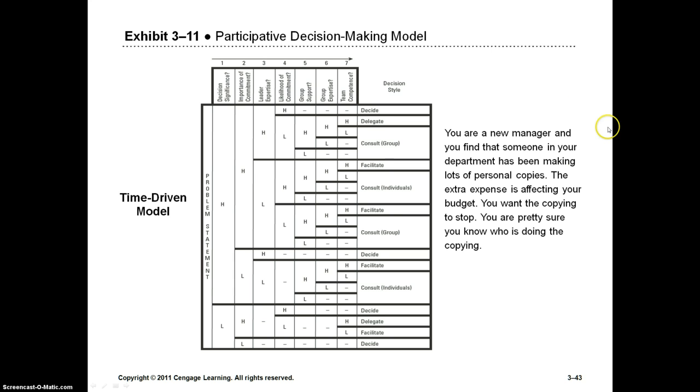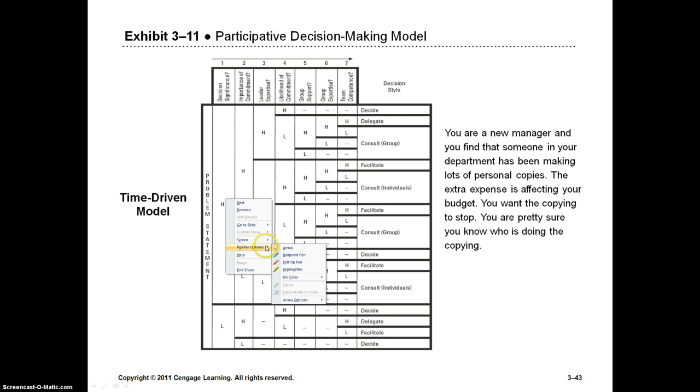So using this, let's follow this example. You're a new manager. You find that someone in your department has been making lots of personal copies. The extra expense is affecting your budget. You want the copying to stop. You're pretty sure you know who's making the copies. So the first question is, are we dealing with a significant or non-significant decision? This one is significant. So for this, we're going to answer high.